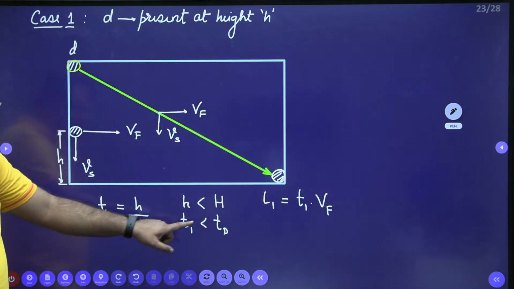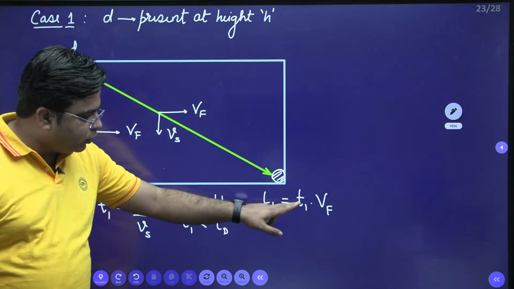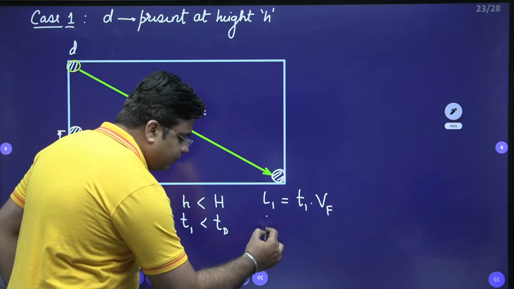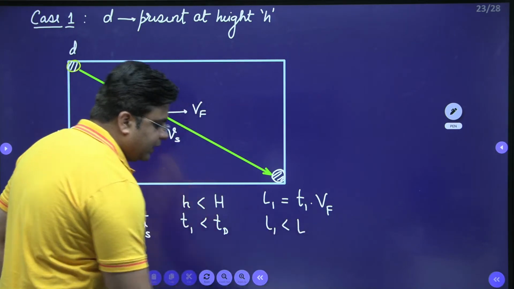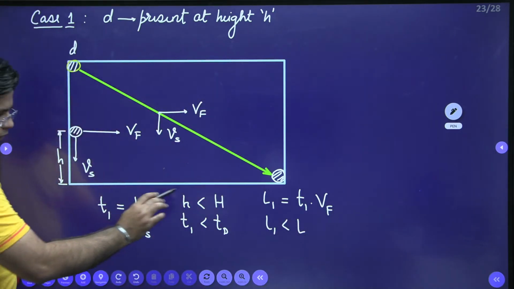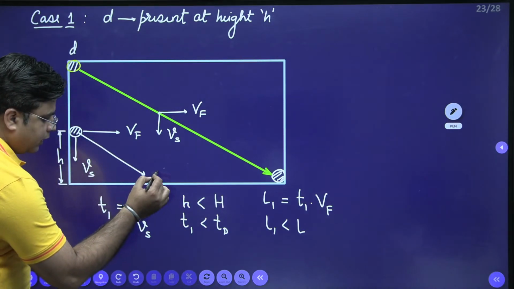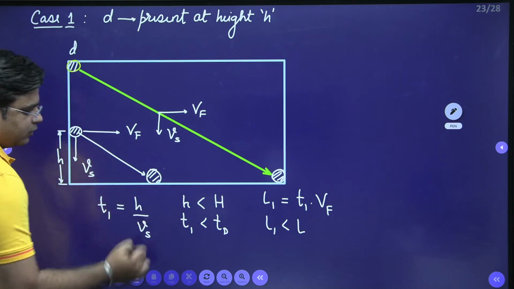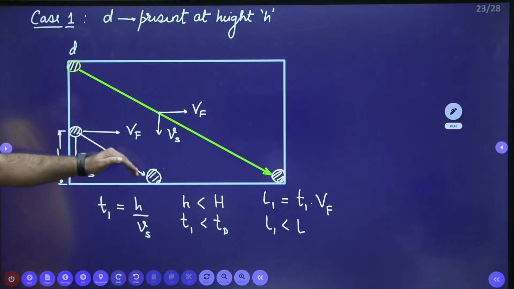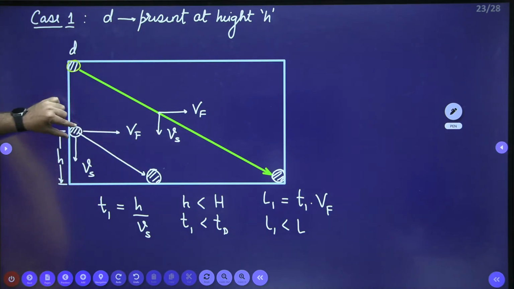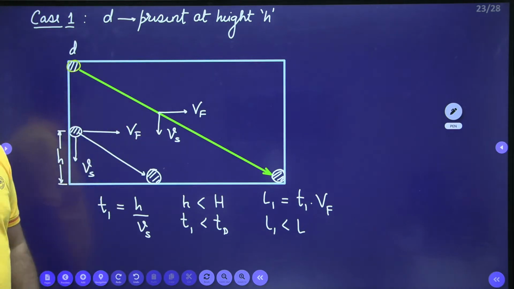Since this T1 is less than Td, therefore this length L1 travelled by the particle is also less than L. This L1 is less than L, right? So when you take down these two, this particle is going to travel like this to reach the bottom of the tank. And this settling will be parallel to this settling, okay? So all the particles of concerned size, it doesn't matter at whatever height they are present, all the particles will be removed from the system.